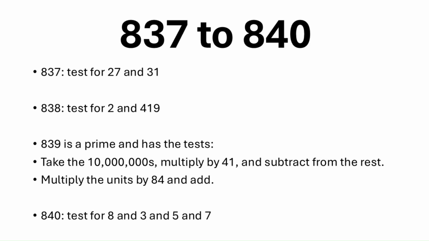837, test for 27 and 31. 838, test for 2 and 419. 839 is a prime and has the tests. Take the 10 millions, multiply by 41, and subtract from the rest.